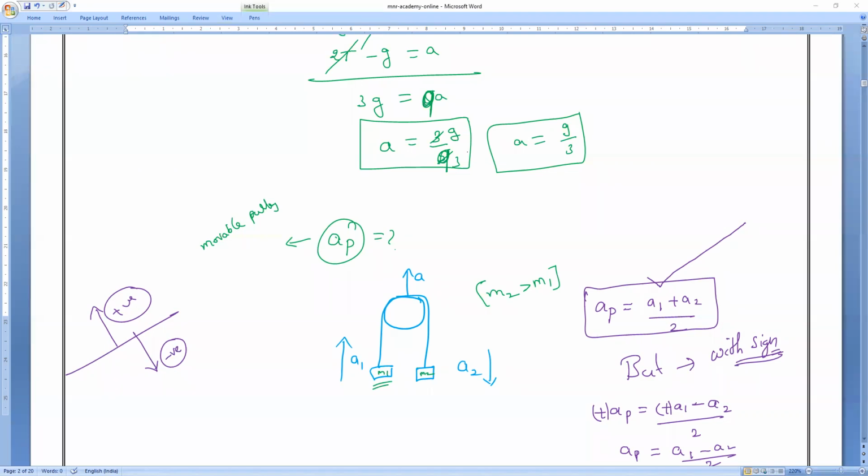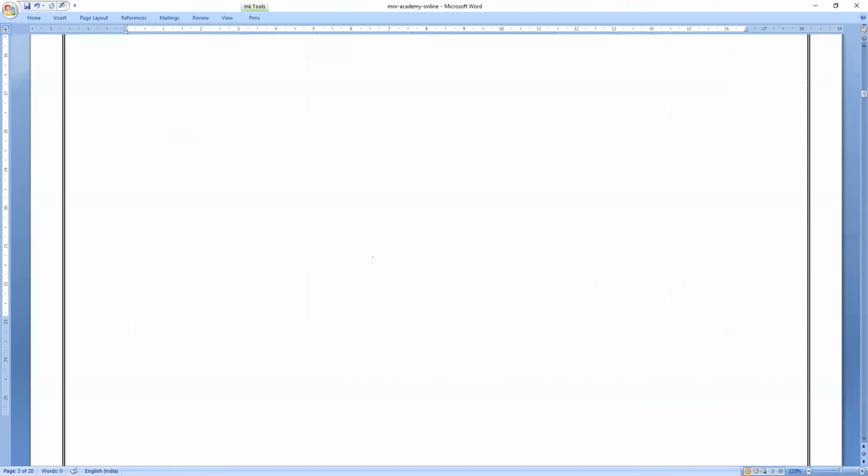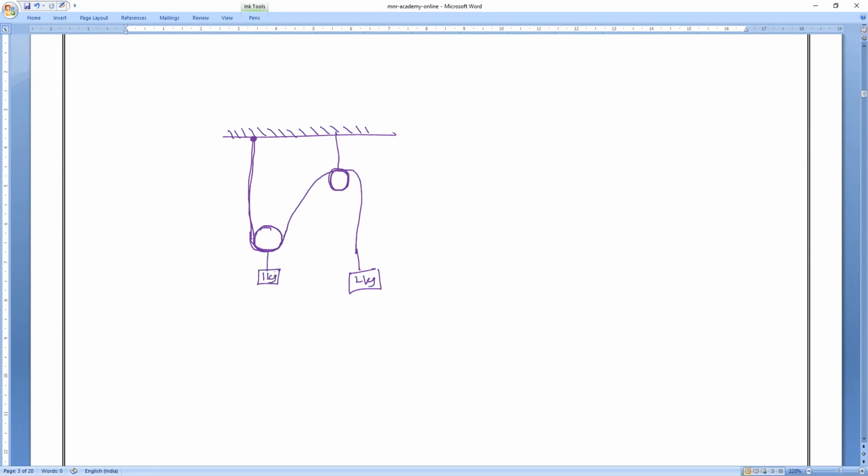So let us take now the same question. There is a string which is attached to a rigid surface. I am attaching this string at this one end, and here there is a mobile pulley. There is another pulley, which is a fixed pulley. Let me take the mass as 2 kg, and here the mass which is attached is 1 kg.